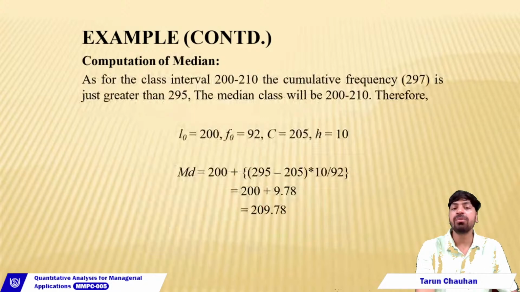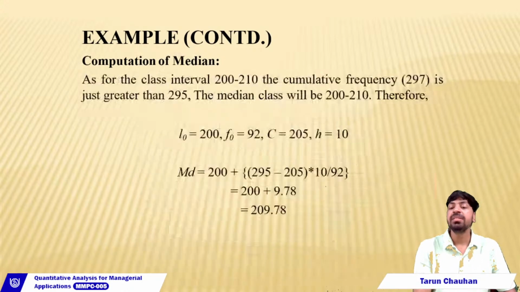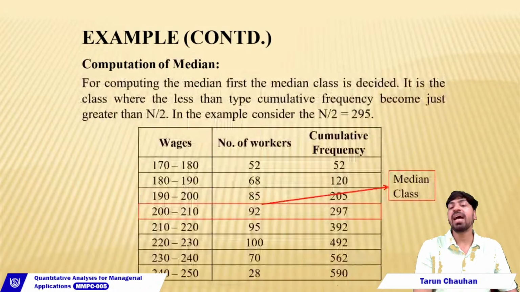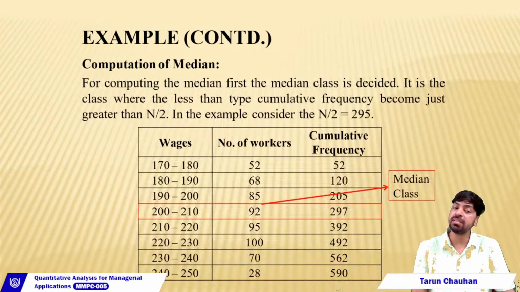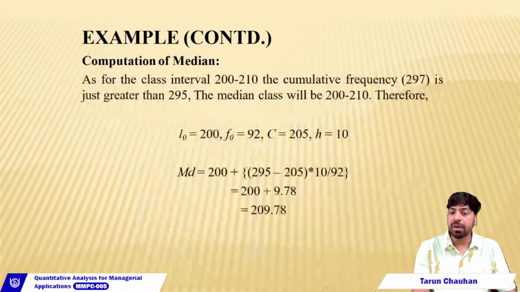Now we talk about the cumulative frequency, that is C. C, that is 205, will be considered because 295 lies between two values. 297 is already considered to calculate the lower limit. So what would be left? That is 205. So 205 is your C, or in other words CF.